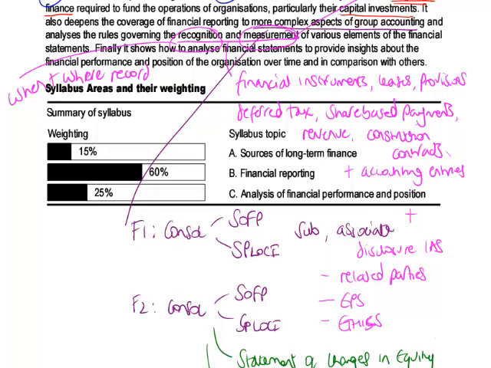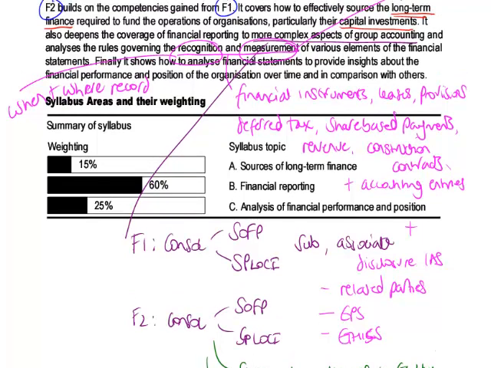So how does this all tie into the syllabus learning outcomes and the weightings? Well, sources of long-term finance, you can see, makes up 15% of your syllabus, and it's covered in 2 chapters of the course notes, chapters 1 and chapter 2. So remember, we're looking at how to raise the different sources of finance, the different types of sources of finance, and in chapter 2, the calculation of the cost of capital.